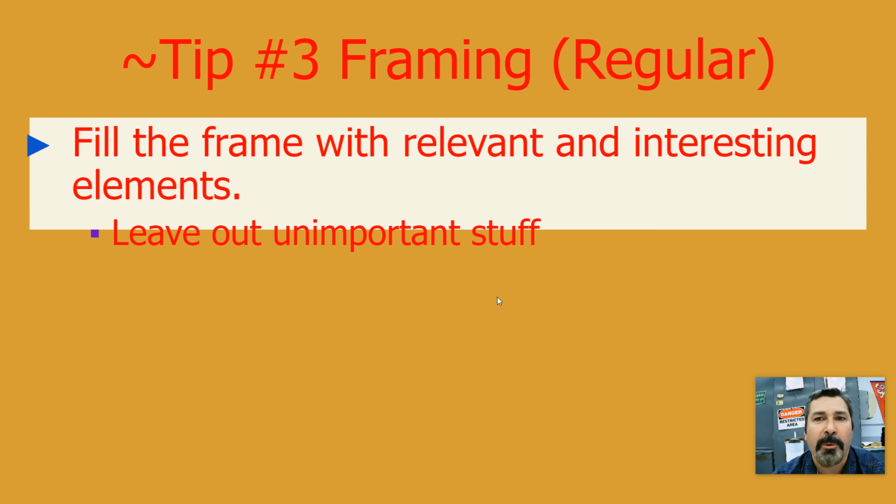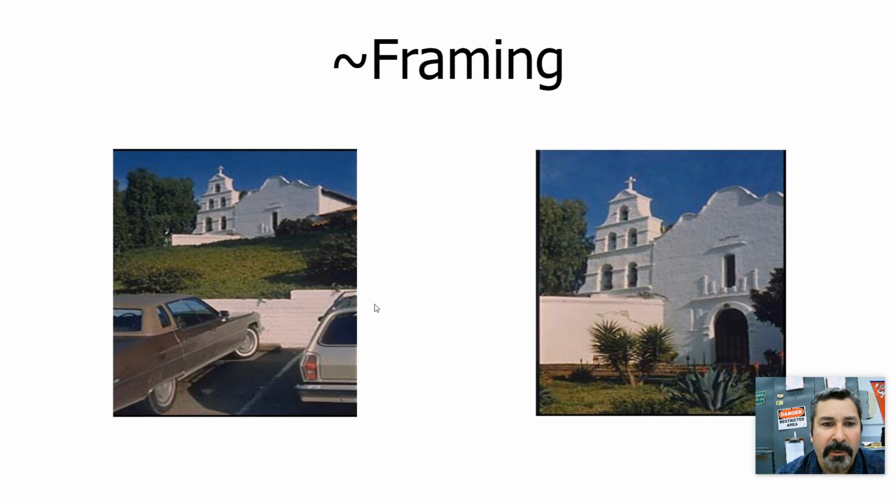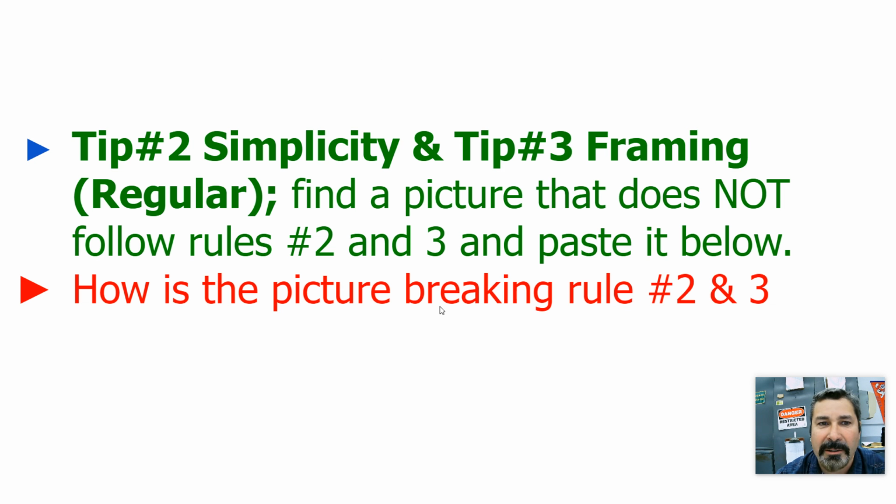All right, let's do another one. Tip 3 is regular framing. There are two kinds of framing, and this is regular framing. Fill the frame with relevant and interesting elements. Leave out ugly and unimportant stuff. Write that down in your notes. An example is you go from this to this. We've left out the ugly stuff and only put in the good stuff. That's framing. It's just getting the good stuff in and leaving the ugly stuff out.